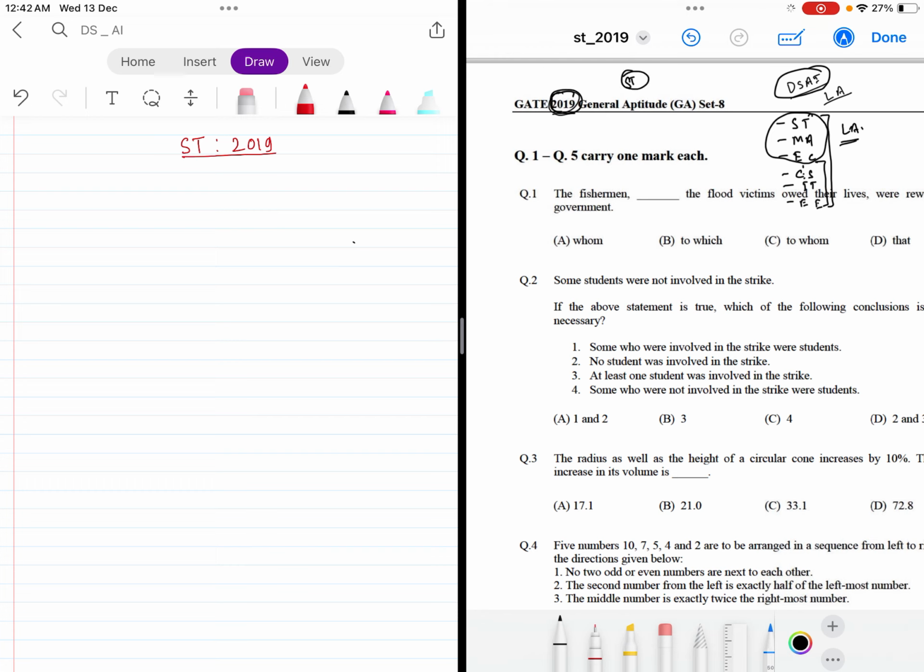Then we will solve up to question 23 in statistics. After that we will jump to the mathematics paper, and I will look at whether those questions are in line with the data science and artificial intelligence syllabus. Then we will solve those.